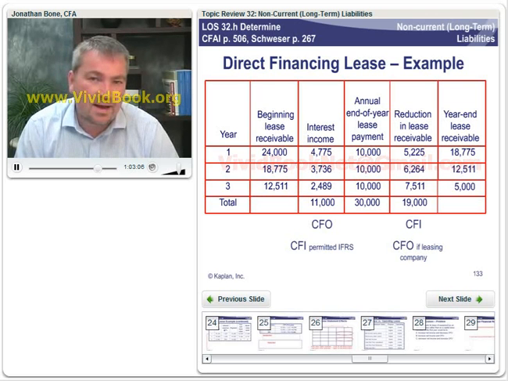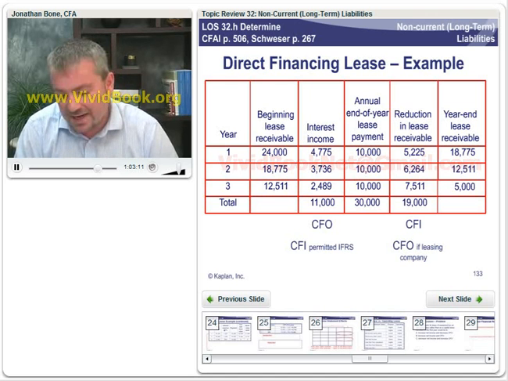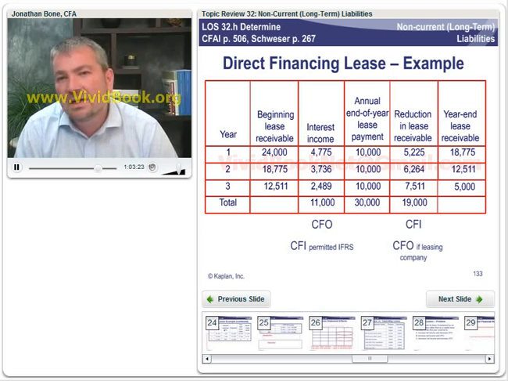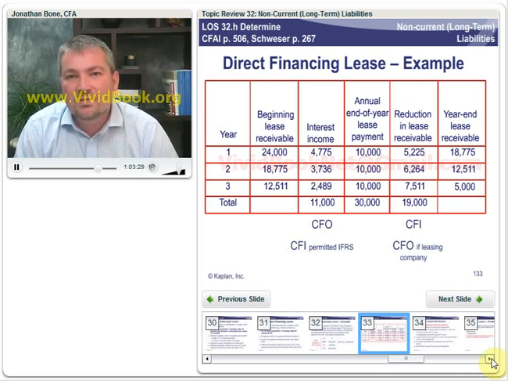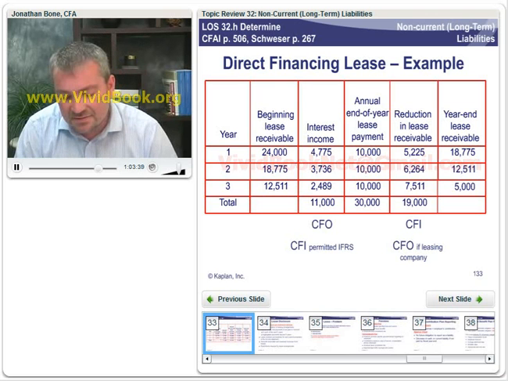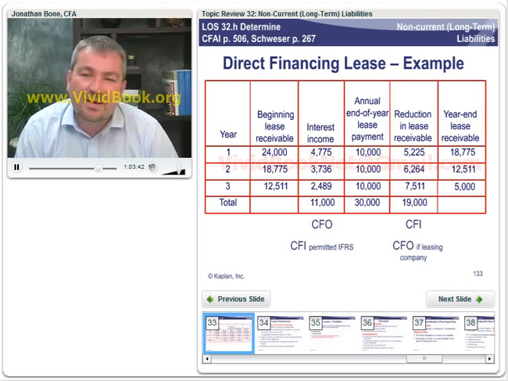Year 3, opening asset 12,511, interest income at 19.897%, 2,489. Therefore, when we receive the 10,000, 2,489 is interest, 7,511 is paying down, of course, the asset. So our asset now drops by 7,511. So you'll notice at the end of the asset's life, we end up with 5,000 sitting in the balance sheet. Now that asset of 5,000, of course, is equal to the scrap proceeds of the asset.